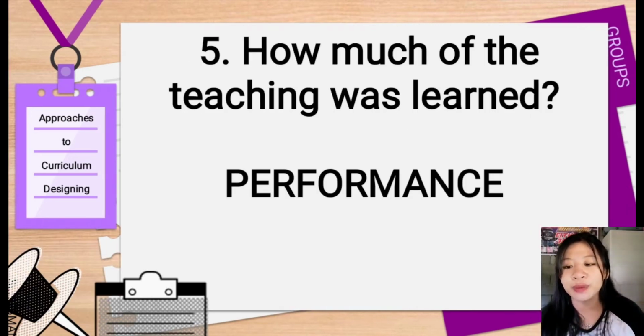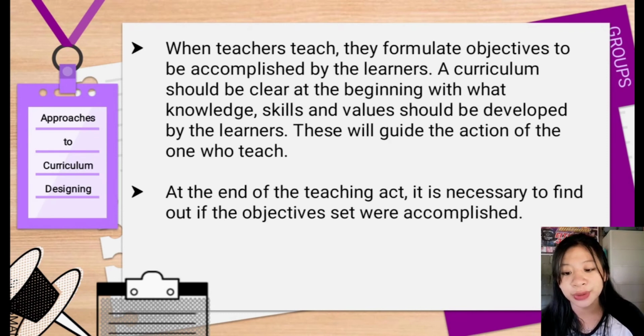Number 5, how much of the teaching was learned? Through performance. When teachers teach, they formulate objectives to be accomplished by the learners. A curriculum should be clear at the beginning with what knowledge, skills, and values should be developed by the learners. These will guide the action of the one who teaches.